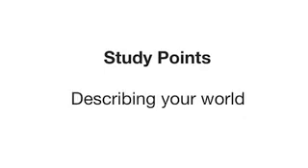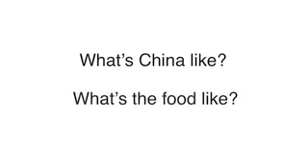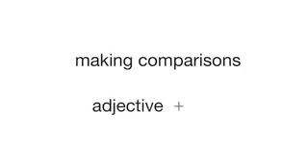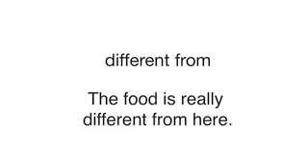As we go through life, we describe things all the time. In today's lesson, we're going to learn how to ask questions using like. What's China like? What's the food like? We're also going to talk about how to answer these questions. We're going to make comparisons by adding er onto an adjective, like cheaper. The food is cheaper in China than in Canada. And we'll learn how to use different from, like in this sentence. The food is really different from here. But first, let's watch a movie about Jim, who's just returned from China.